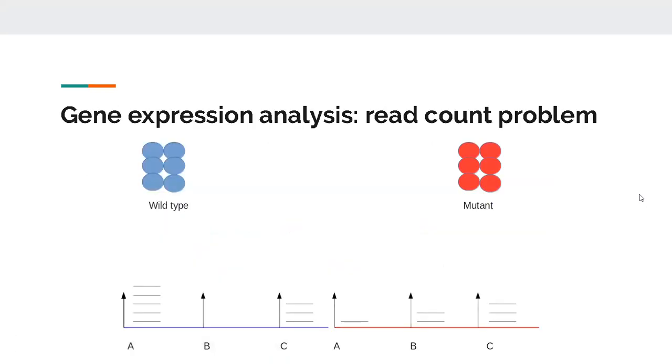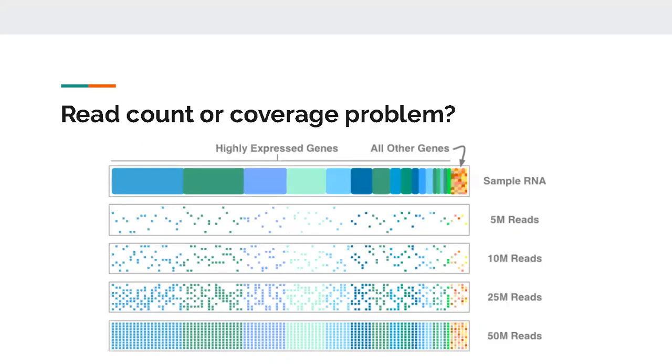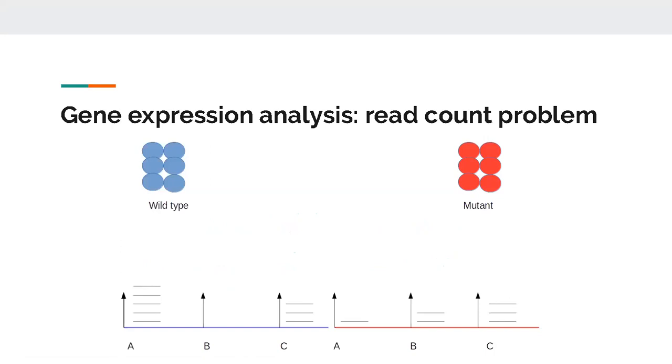So gene expression analysis is more of a read count problem than a coverage problem. It does not matter if your entire gene is getting covered by all the reads, but if you are able to get some coverage even to some position in the read, you might also want to consider that. So it's a read count problem.